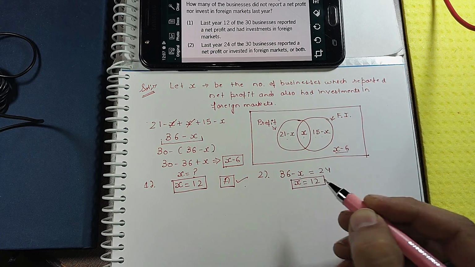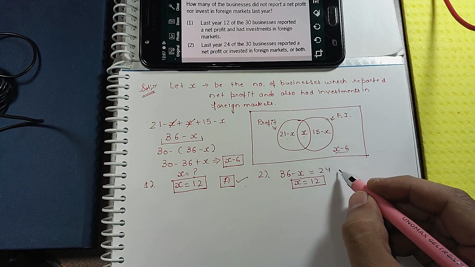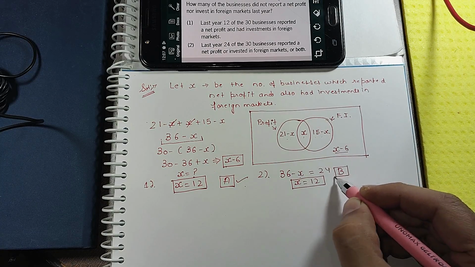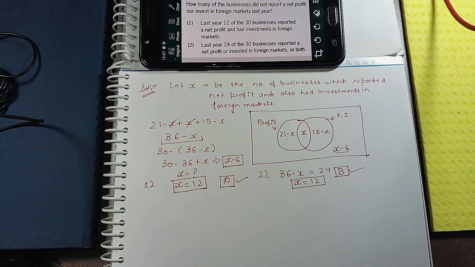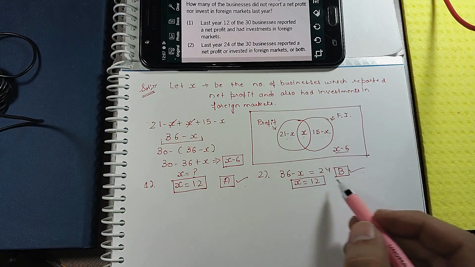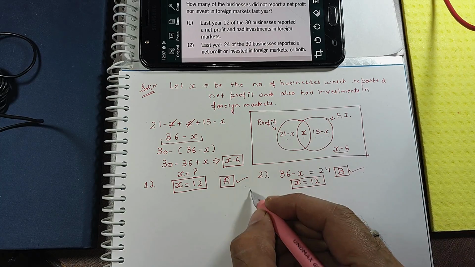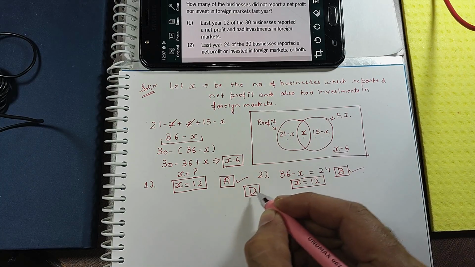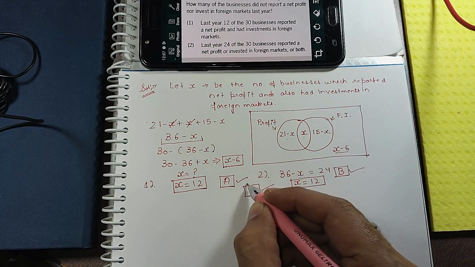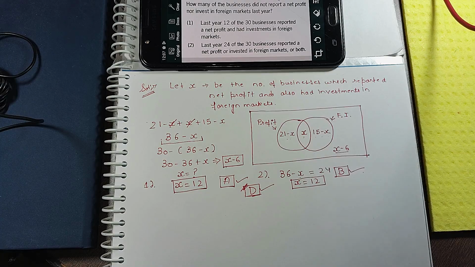So again I am able to get the value of X. So I will say that statement B is also sufficient to answer my question. So for this particular question, since both the statements alone are sufficient, the right option will be option D, that both the statements alone are sufficient to answer the question.